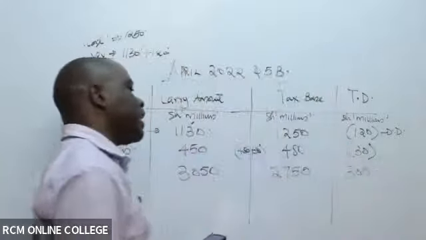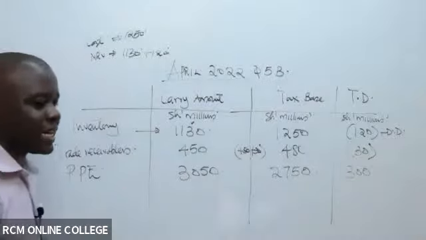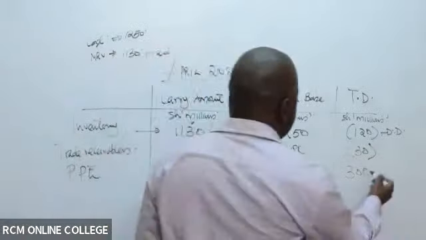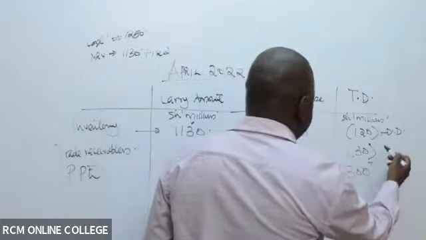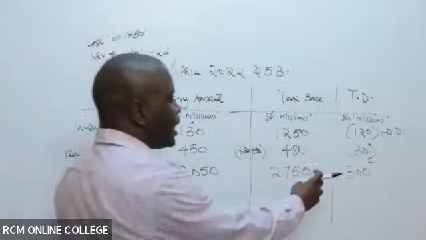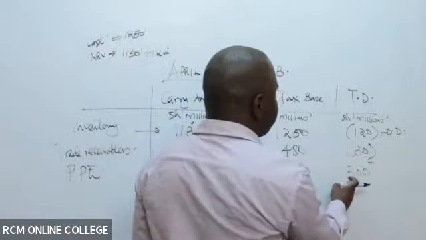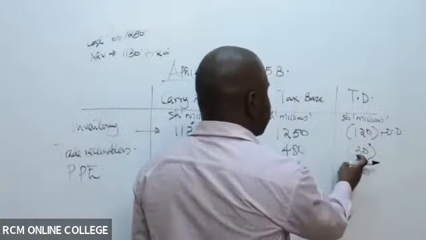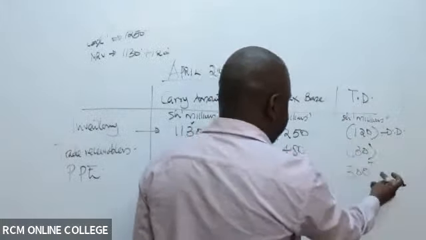Is it a deferred tax asset or a deferred tax liability? It is a liability, because it is positive. This temporary difference here will be referred to as a deferred tax liability, because it is positive. But these other ones are negative, so they are assets.